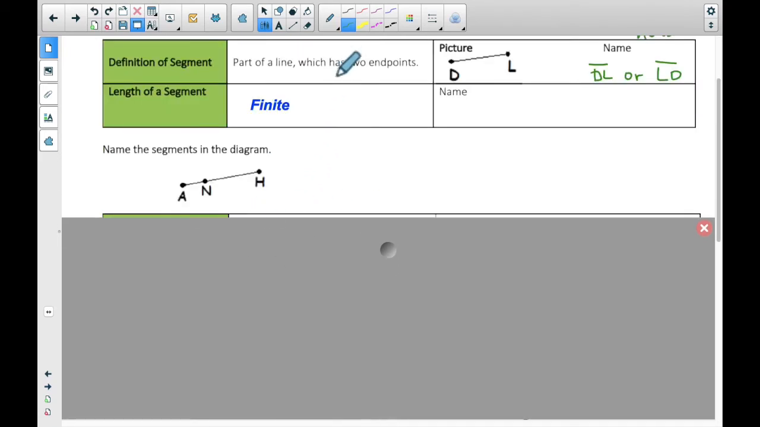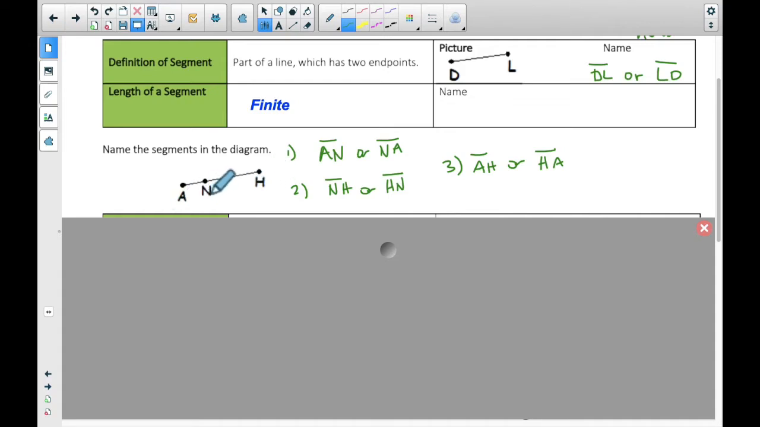Once again, we can do some practice here. There are actually a couple different segments. One is segment AN, or we could call it NA, and those need bars above them. Another segment is segment NH, or HN. And there's a third segment, segment AH, or HA. Each of those is a different segment. You can tell there's a different length to them, so each segment has a different length. They're actually separate individual segments.